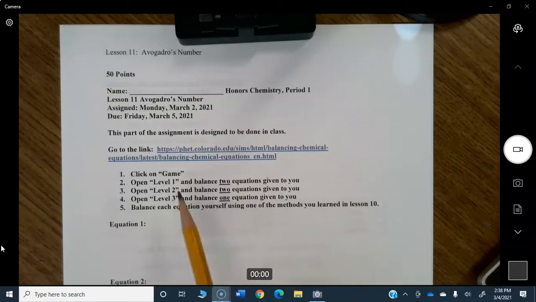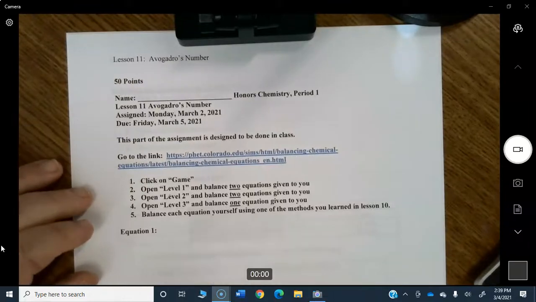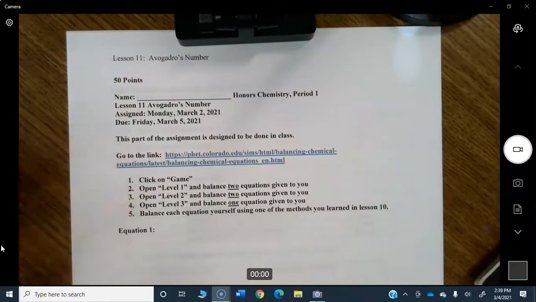Once you've done that, go back into PhET and put in whatever the coefficients are in your balanced equation and see if it tells you that's the right answer. Do that for two level 1 equations, and then for level 2, do it for two level 2 equations. Those are just a little bit harder. Each time it gives you an equation, you come over here, and I've given you 5 spaces on the paper here. Just write the equation 1, 2, 3, 4, 5. So it's a total of 5 equations.